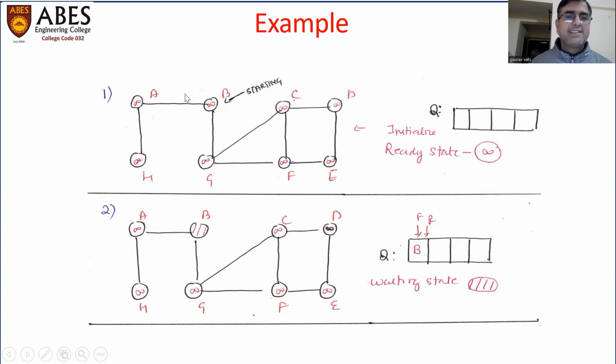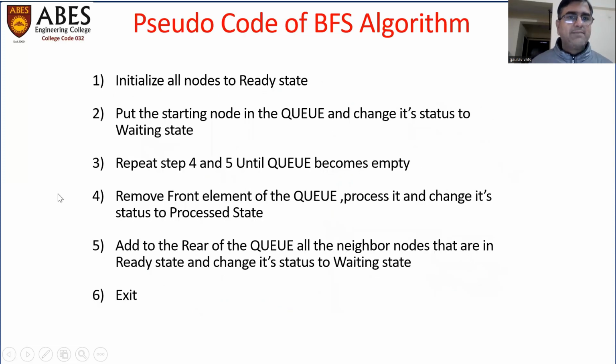Okay, so the first step is initialize all the nodes. So I have initialized all the nodes like this. This is the symbol of ready state. Now, what is the second point saying? Put the starting node in the queue and change its status to waiting state. Put the starting node in the queue.